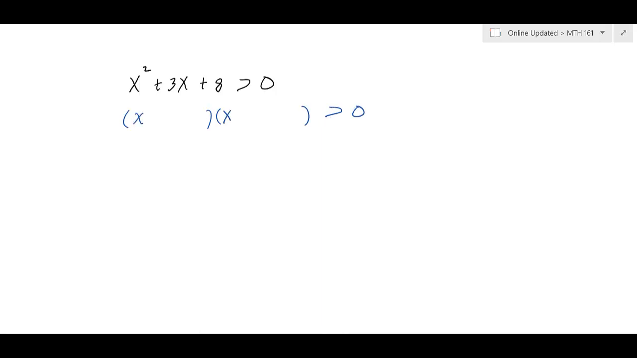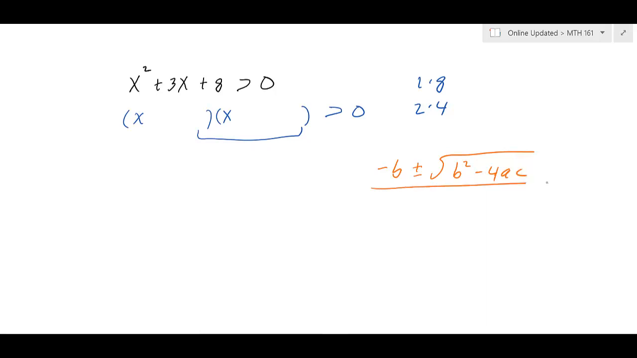Well, obviously x and x, but now what's going to give us 8? The only thing we have is 1 times 8 and 2 times 4. And there's no combination there that's going to give us the 3x that we need in the middle. So it doesn't look like this is going to easily factor. So we may want to use, if you recall, the quadratic formula. That is negative b plus or minus the square root of b squared minus 4ac, all divided by 2a.